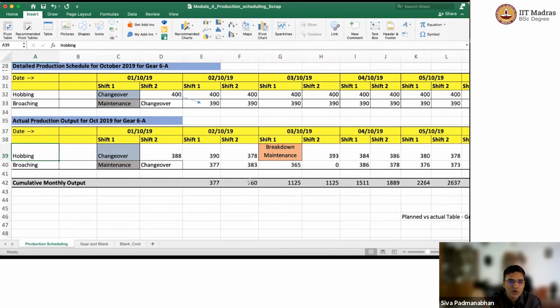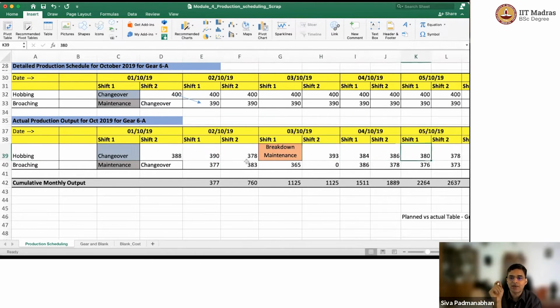So I plan to make 400, but I actually only made 388. Similarly, the next shift I plan to make 400, I actually hit 390, which is my full plan. And there are some shifts where I actually make 378, and so on and so forth. So every shift you get the actual production.